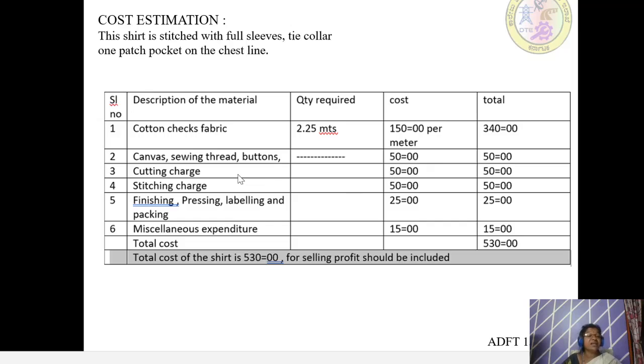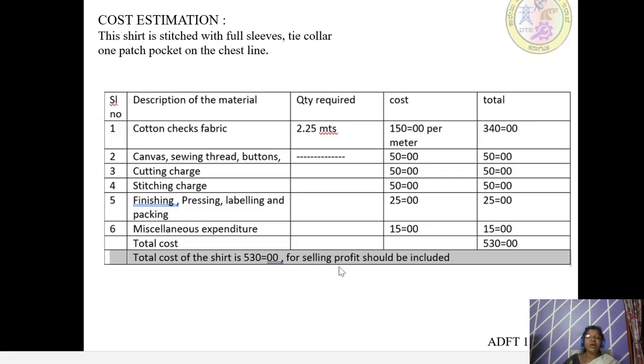Then we move to the cutting charge. To cut the components of the garment, the charge I have put here is 50 rupees. The stitching charge is about 50 rupees. Then we have finishing, pressing, labeling and packing, altogether about 25 rupees. Then some miscellaneous expenditure we have to add, here I have added 15 rupees. So the total cost is about 530 rupees. This is the cost. For this shirt, the total cost of the shirt is 530 rupees.